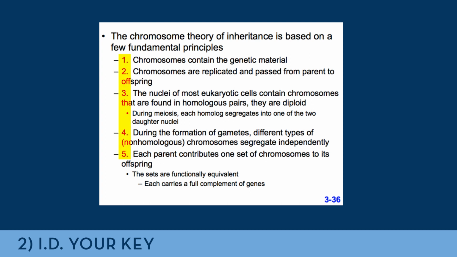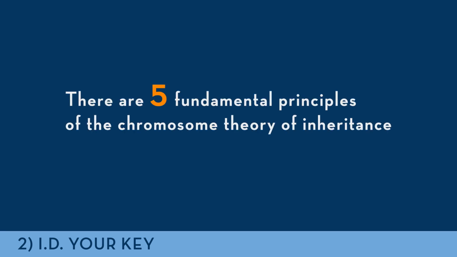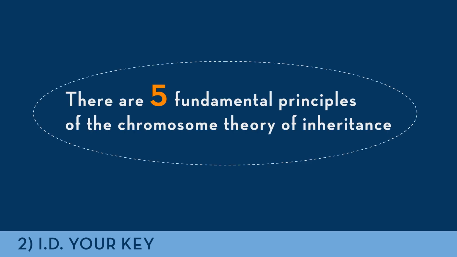Well, there are 5 fundamental principles of the chromosome theory of inheritance. That sounds like a key message. Boom! Your students instantly see that this is the important key concept, and they are ready for you to elaborate without bullet points. So, if we're eliminating bullet points to convey information, what are we using instead?